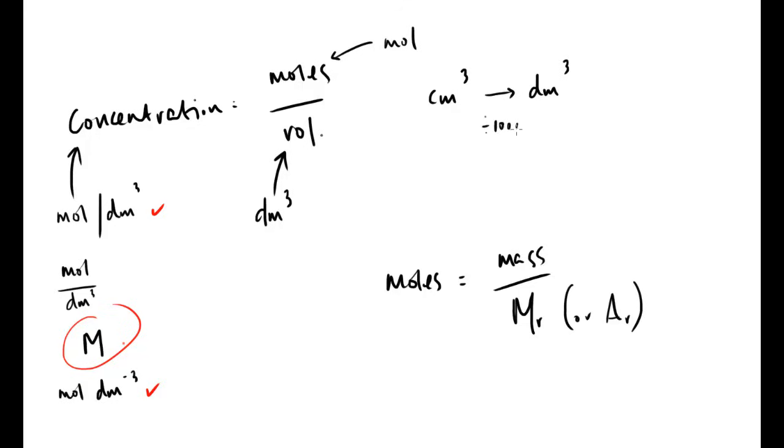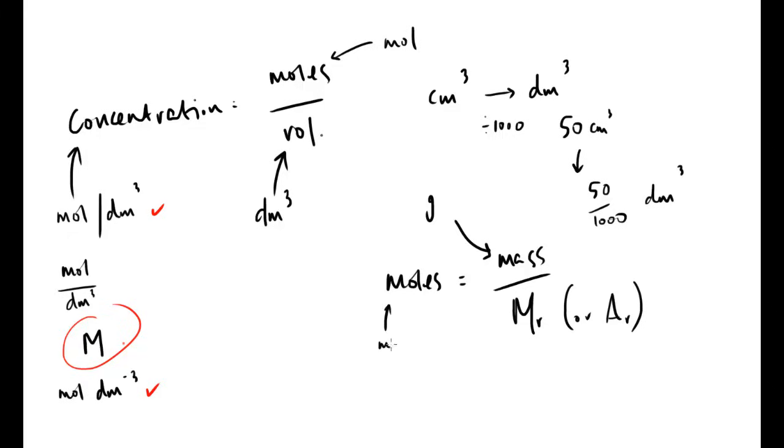So you've got to convert it, and you convert your centimetres cubed into decimeters cubed just by dividing by 1,000. And I always say this to the kids I teach: whenever you are dealing with a volume and you're looking at calculating concentrations, whenever you use that volume, always divide it by 1,000. So 50 centimeters cubed equals 50 divided by 1,000 decimeters cubed. Easy.